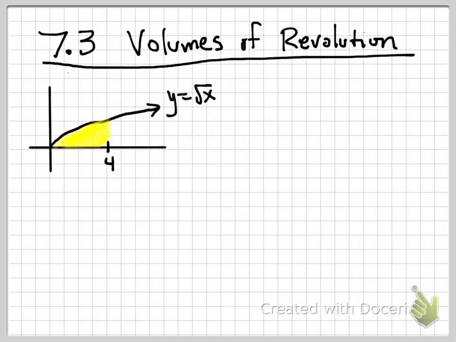A picture of what that might look like would be something maybe like this. That looks pretty decent. Okay, so we would have this, and it's hard to give it depth in a 2D space, but that would be kind of like a thimble type shape that we would be looking to find the volume of.